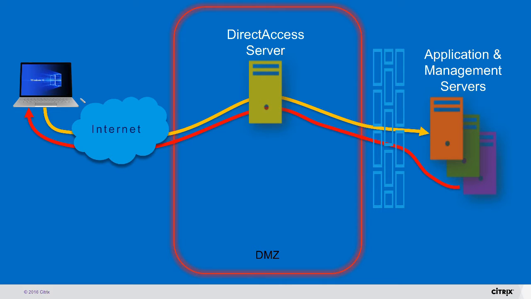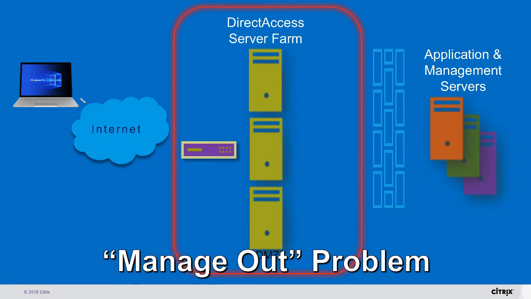In this short video, we're going to look at 3 challenges that most organizations will encounter when they roll out DirectAccess. The first challenge is known as the manage out problem, and it comes when we move from the pilot deployment into a production scenario.